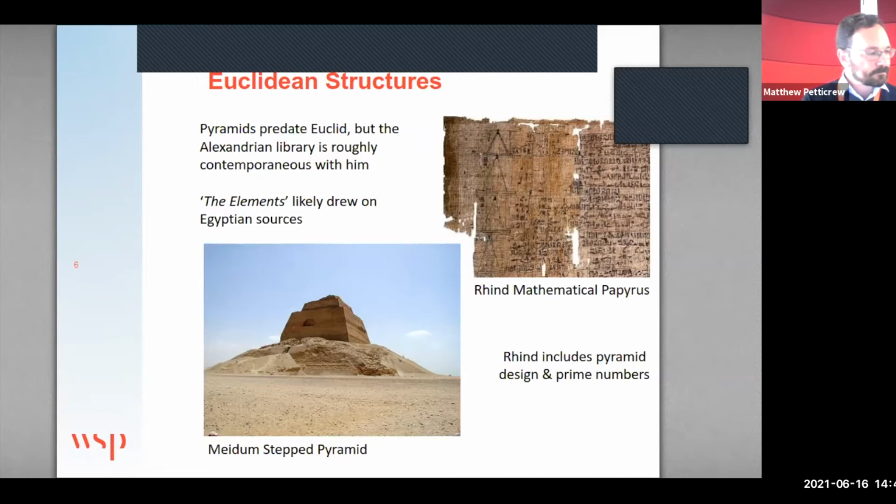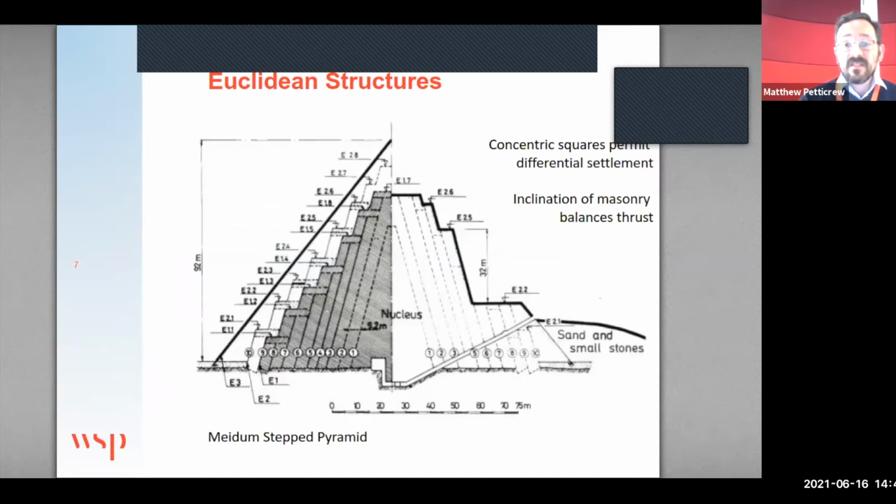But of course, it would be tempting to think of pyramids as just being a big pile of stones and not being terribly sophisticated. But I would like to show why that isn't the case. This is a cross section. I think it was originally drawn by Jean Kerisel from the Ecole in Paris, and it shows some of the work that was done at Maidum. I'm hoping you'll be able to see my cursor, but you can see how it's divided up into a nucleus and a series of concentric rings or squares that go around the outside. And there's a very good reason for that.